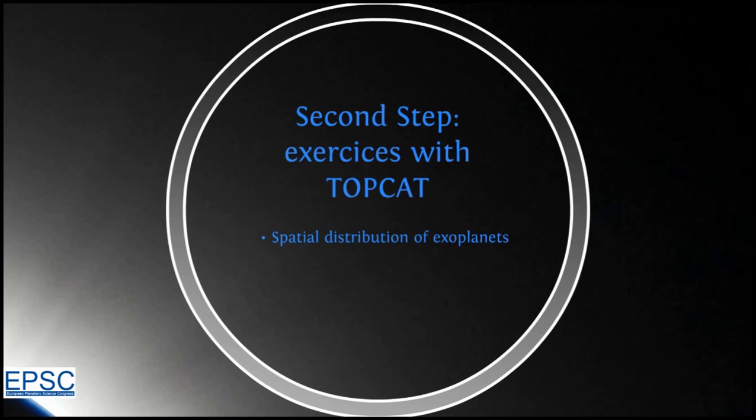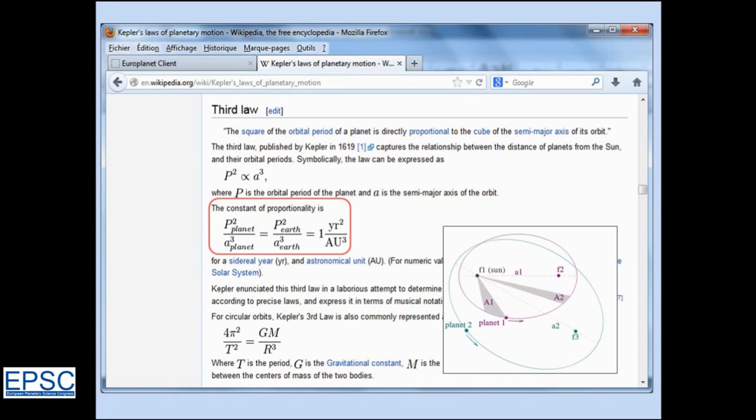TopCat will help us to make other interesting discoveries. Let us study the application of Kepler's third law of planetary motion to exoplanets. The astronomer Kepler found out in 1619 the relation between the square of the orbital period of a planet around the Sun and the cube of the semi-major axis of its orbit. The latter is the half of the major axis of the ellipse corresponding to the orbit of the planet around the Sun or another star in the case of an exoplanet.